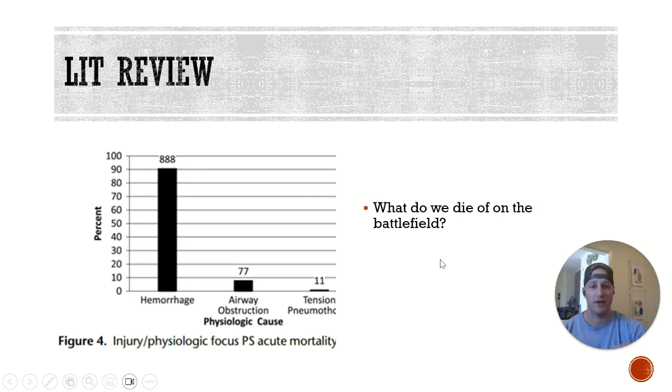Okay, this is a great graph from this paper. So we're going to talk about the most common causes. What do we die of on the battlefield? This massive number here, hemorrhage, is like 91% of all the people. And then down here, this airway obstruction, physiologic airway obstruction.